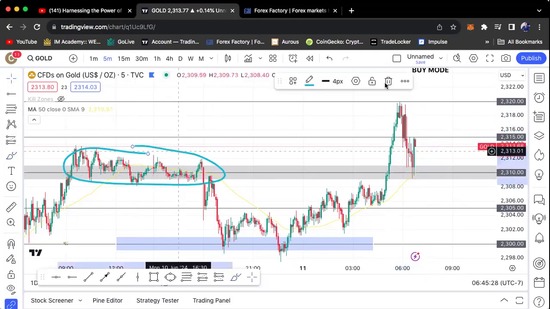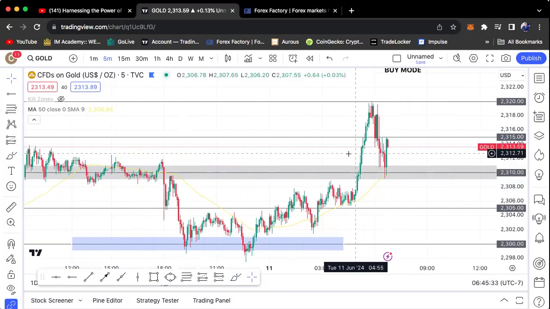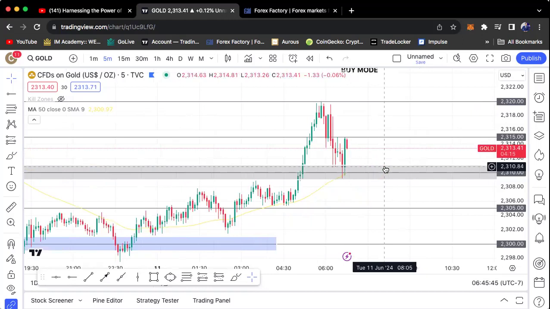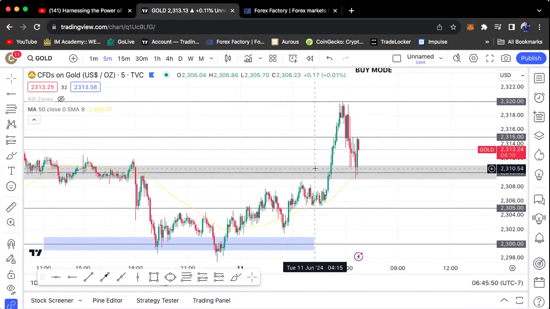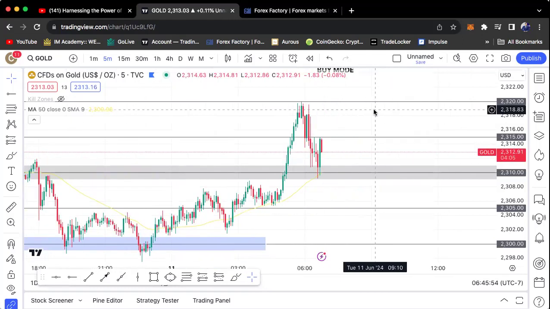You can apply this to any market. Whenever you guys see something like this, you could have caught the buy here at the retest, around 2310, because right now price is just following market structure.